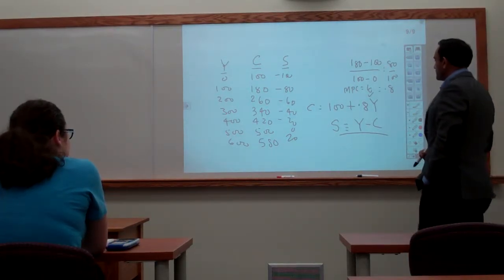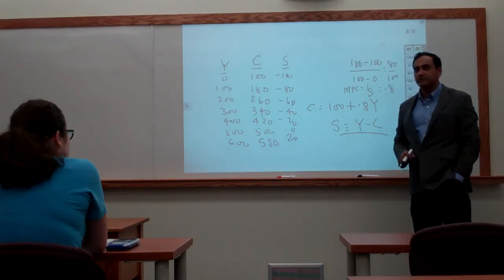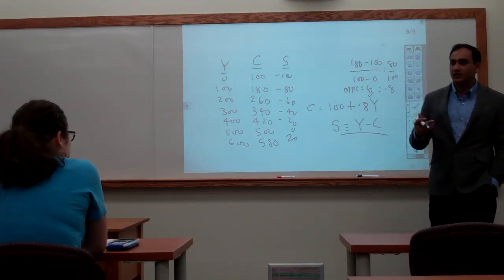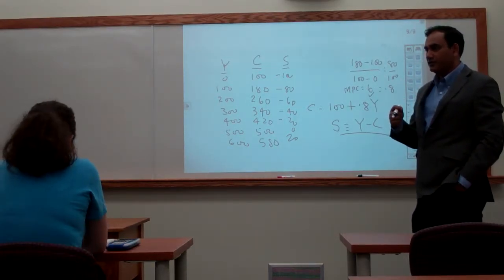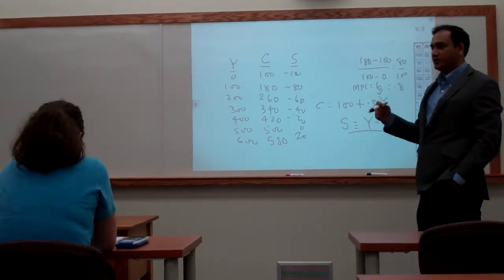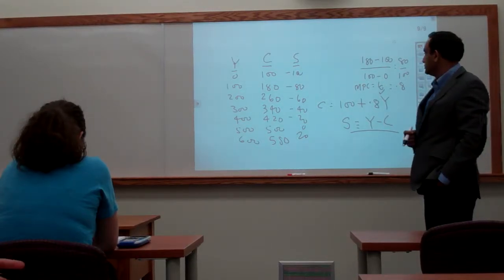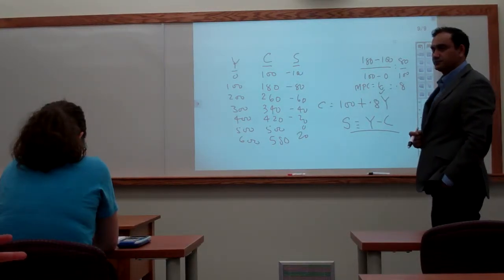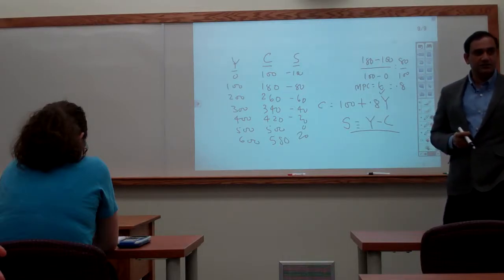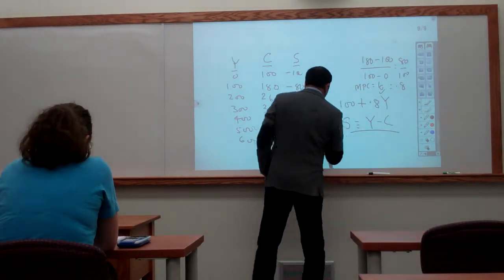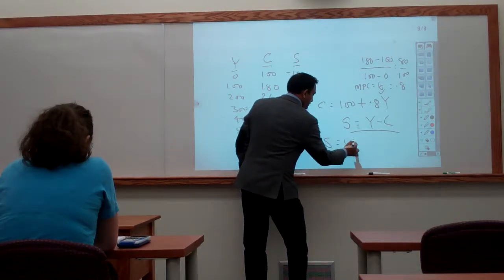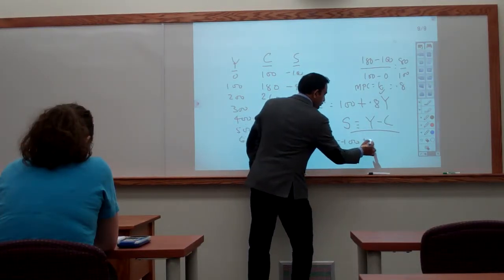Next you have to write down the savings function. So what's your savings function equal to? Negative A plus 1 minus B times Y. So what are the numbers? Negative 100 plus 0.2 Y. That's correct. So your savings function here would be equal to negative 100 plus 0.2Y.